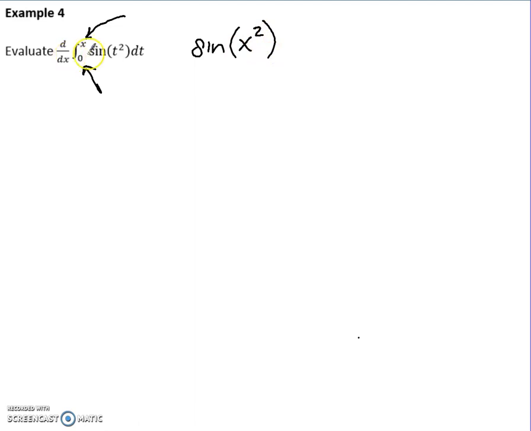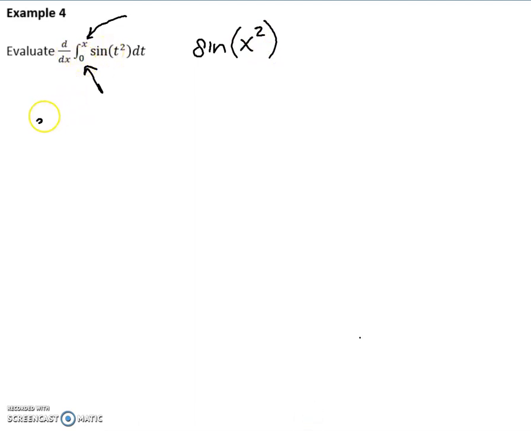Now, if you wanted to look at this, you could do it. Absolutely. You could do the antiderivative first. So I would do the antiderivative. I would have to do a little bit of chain rule here, which I can totally do.